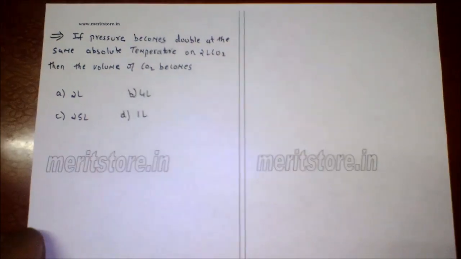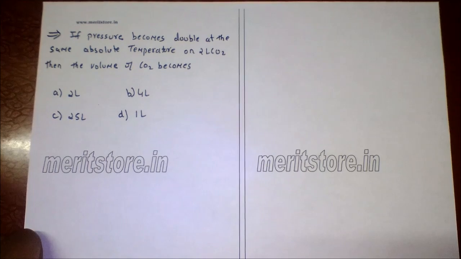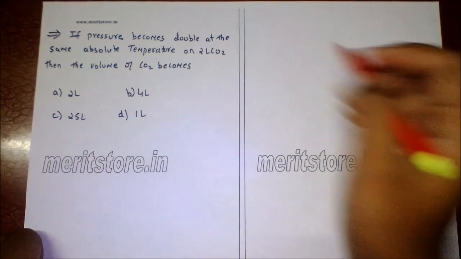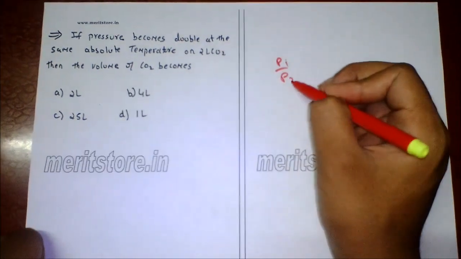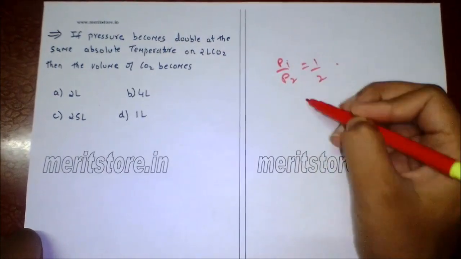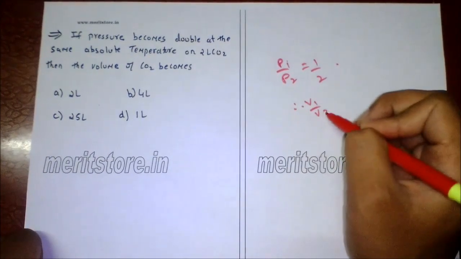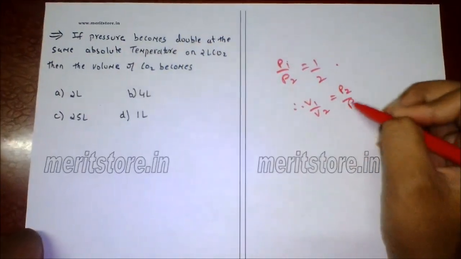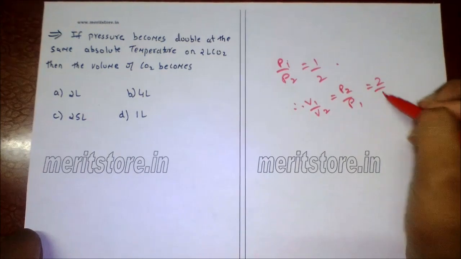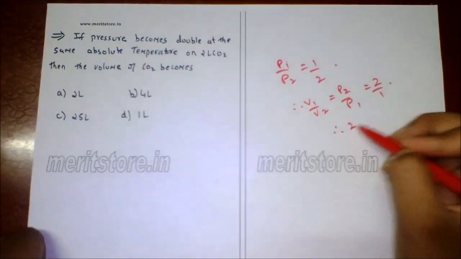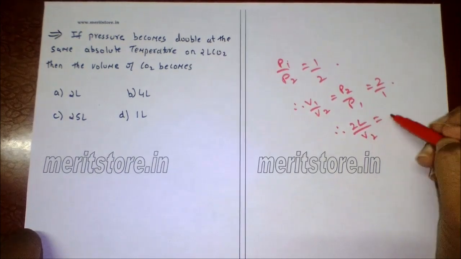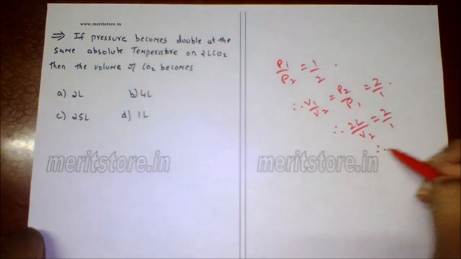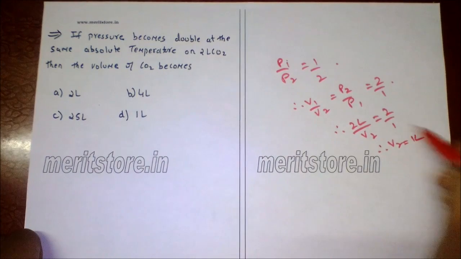If pressure becomes double at the same absolute temperature on 2 liter of carbon dioxide, then the volume of carbon dioxide becomes? So pressure becomes double, so P1 upon P2 is equal to 1 upon 2. Therefore V1 upon V2 is equal to P2 upon P1, which can be written as 2 upon 1. Therefore with 2 L volume, V2 is equal to 1 liter. Option D.